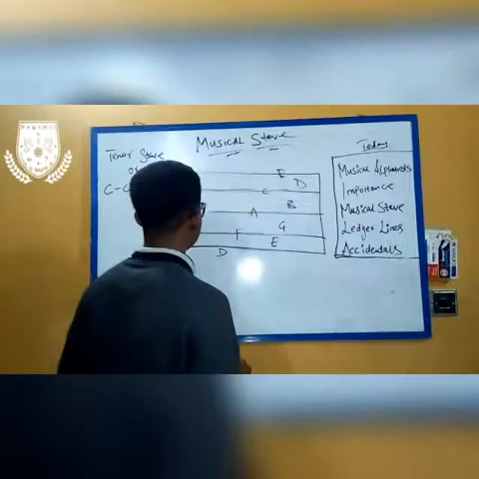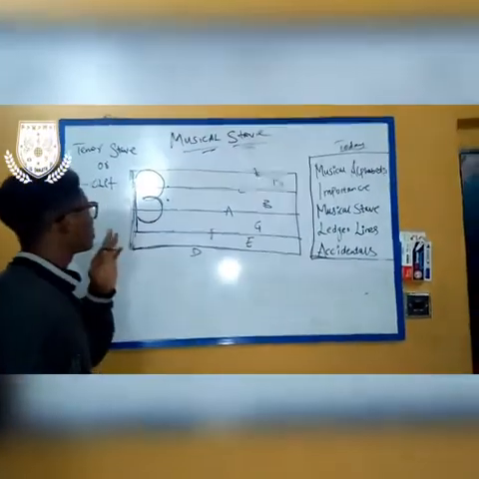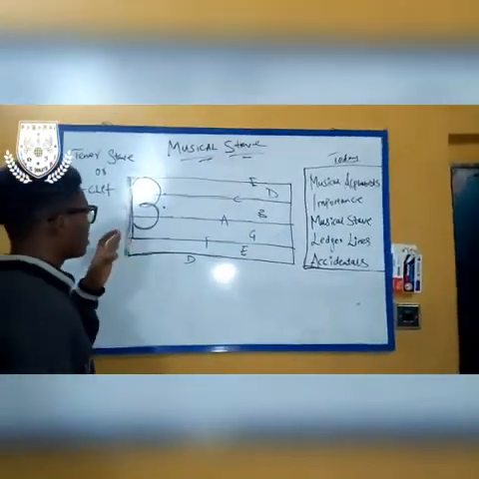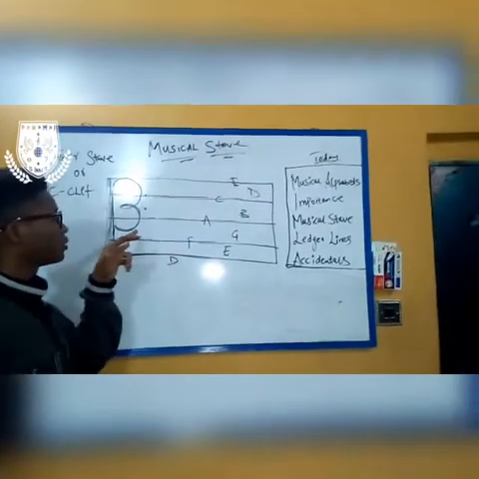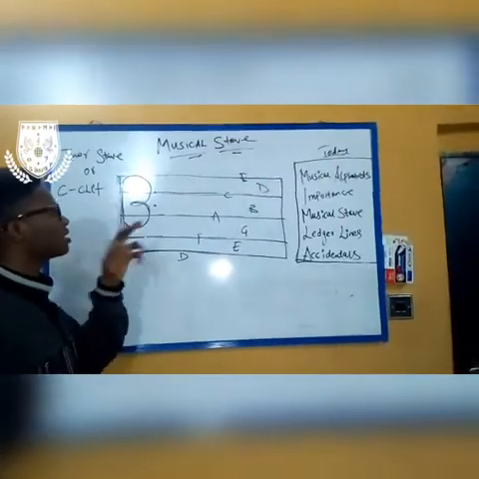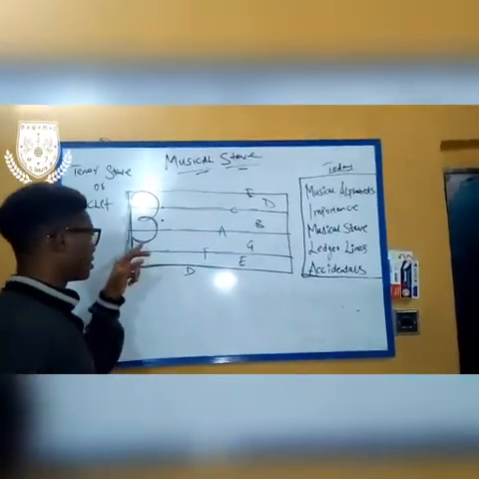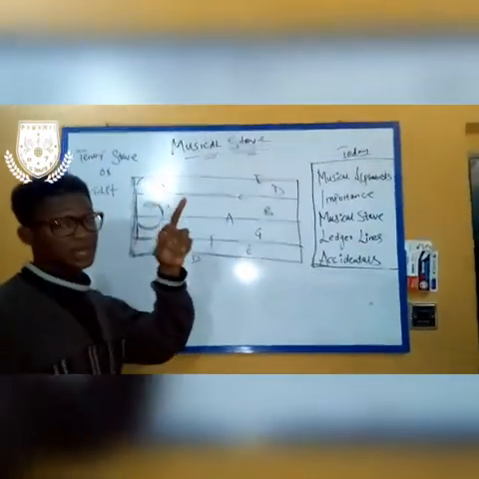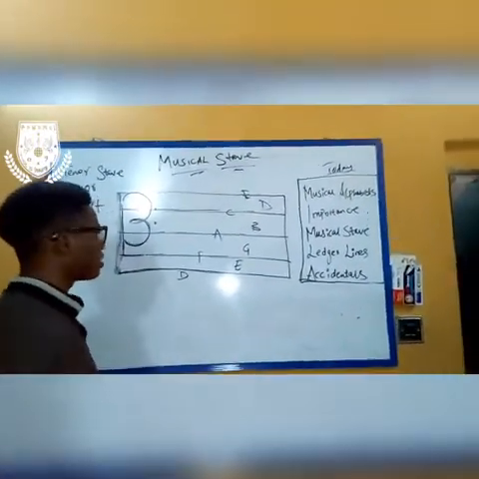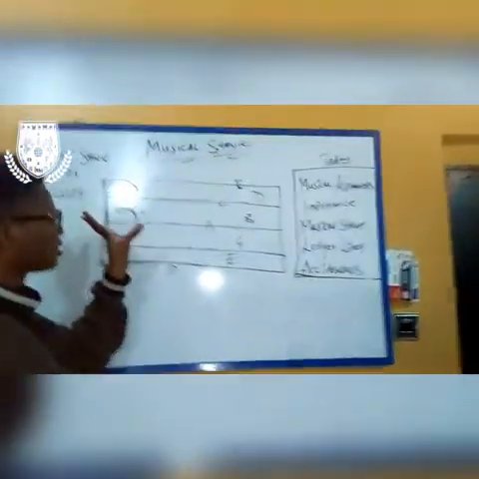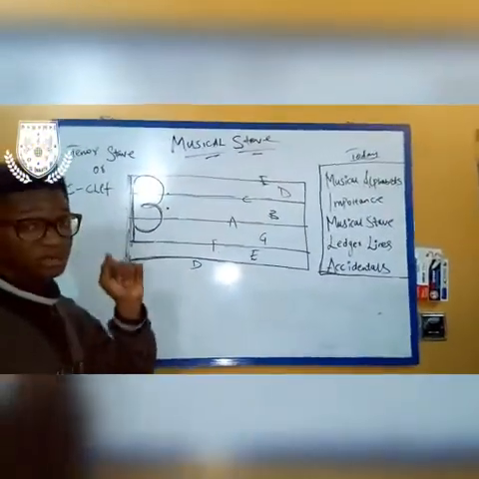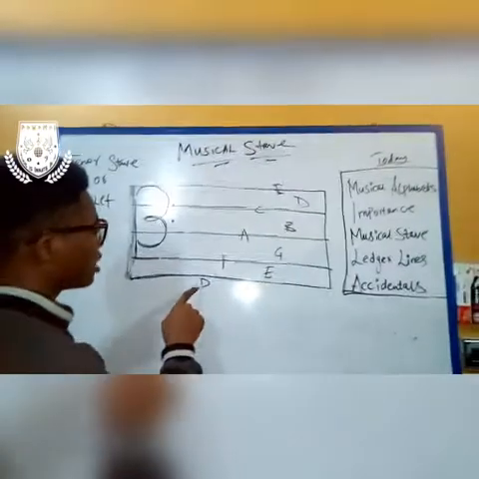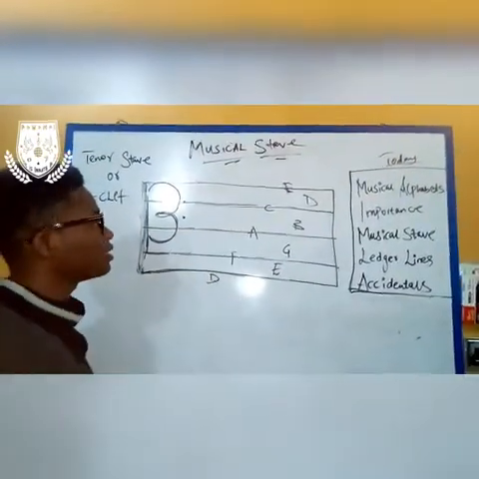We have the C clef. We have the tenor stave or the C clef. Now this is the symbol. You can see that there is a slight similarity between the tenor clef or stave and the alto clef, just that this one is a little bit smaller and the other one a little bit bigger. Alright, so now we have the D, F, A, C, E.